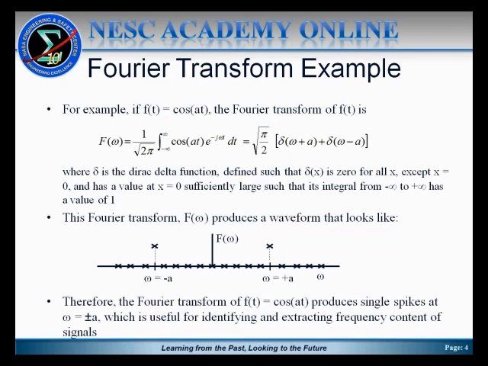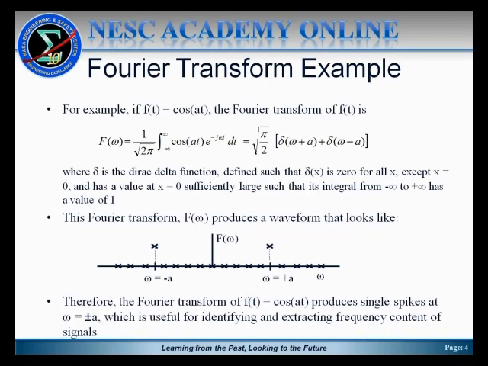So, given that definition of the Dirac delta function, the Fourier transform F of omega of cosine at would look like the waveform that's shown plotted at the lower portion of this slide. And what you'll see is that the x data points indicate that the Fourier transform is 0 everywhere except at omega equal to minus a and omega equal to plus a. So therefore, the Fourier transform of a simple single sinusoid, f of t equals cosine at, would produce single spikes in the output data at plus or minus a. And so that makes Fourier transforms very useful for identifying and extracting frequency content of signals.